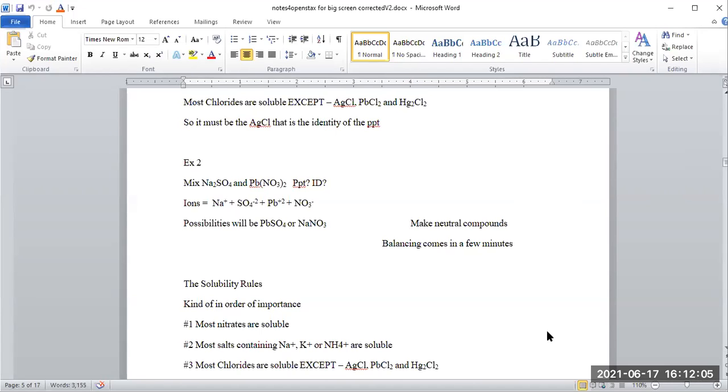So split your sodium sulfate into its component parts. Keep in mind that sulfate does not fall apart into separate sulfurs and oxygens. Nitrate does not fall apart into separate nitrogens and oxygens. So the pieces I have available here are sodium and sulfates, and lead and nitrates. So this goes back to the first and last, third and second.